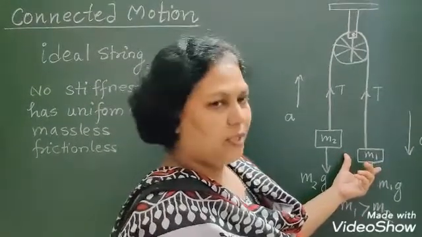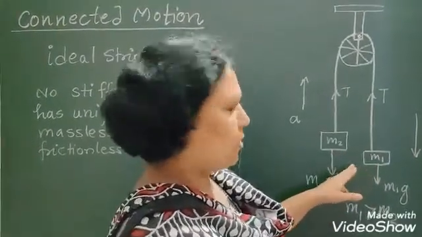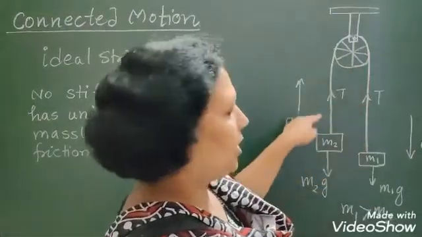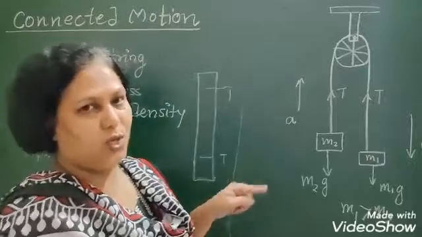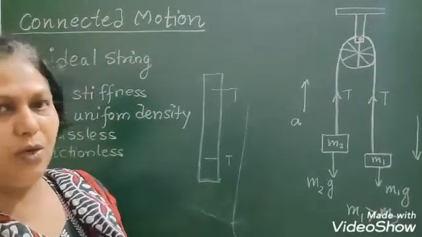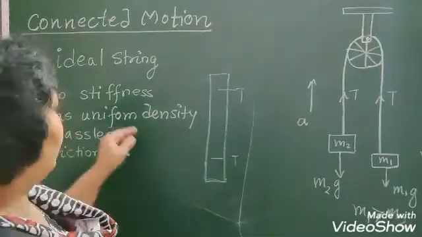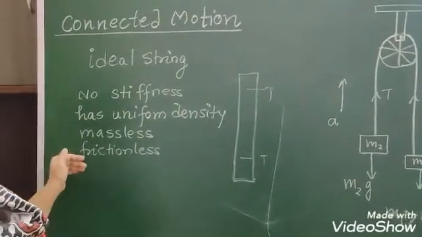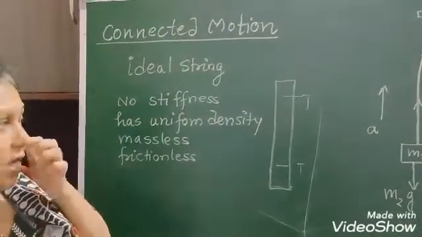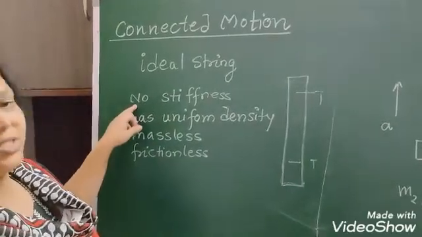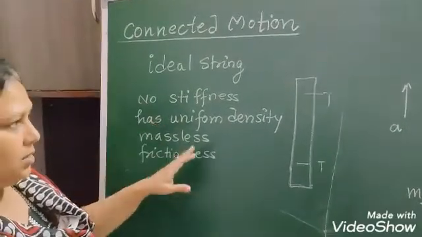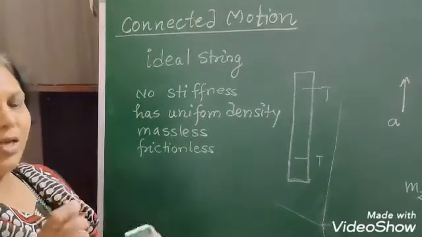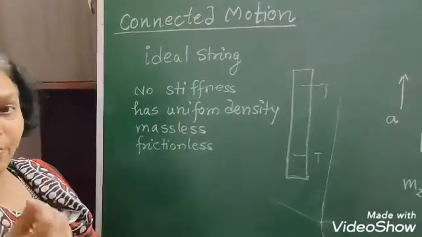Okay, and when this acceleration is produced, the most important thing that we have to remember here is this string is an ideal string. And what is the meaning of the ideal string here? We can understand by these qualities which the ideal string has. First of all, no stiffness. That means in the ideal string, no stiffness is there, so it cannot be tilted or twisted.